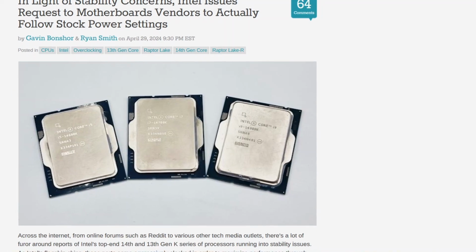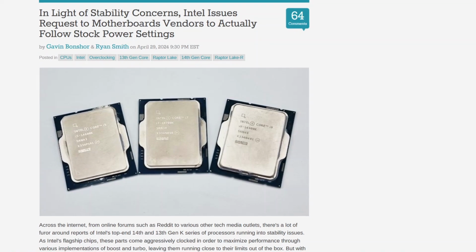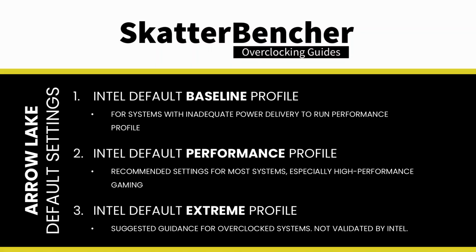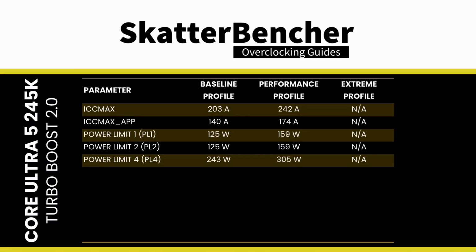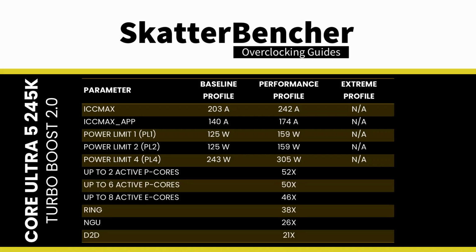In the past, there was some confusion about what constitutes default settings for Intel processors. Intel defines 3 power profiles for Arrow Lake processors: baseline, performance, and extreme. For the purpose of this guide, we follow Intel's direction and rely on the performance profile for the default settings. The Intel default performance profile configuration parameters for Arrow Lake CPUs are as follows. The Intel default performance profile Turbo Boost 2.0 parameters for the Core Ultra 5 245K are as follows. And the turbo ratio limit parameters for the Core Ultra 5 245K are as follows.